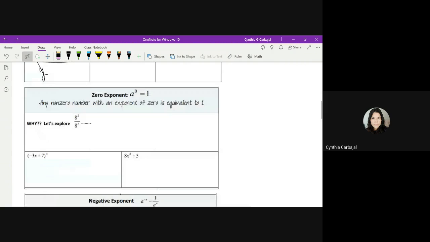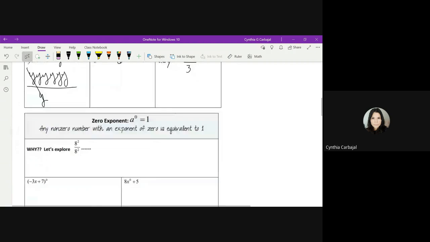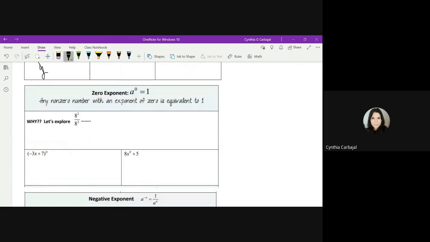All right, 0 power. Any non-zero number with an exponent of 0 is equivalent to 1. So any number raised to the power of 0 is 1. Let's explore why. The rule for division that we just did: for the quotient, we subtract their exponents. Well, we have a to the 2 and a to the 2. 2 minus 2 is 0. So that's a to the 0. Anything to the 0 power is 1.